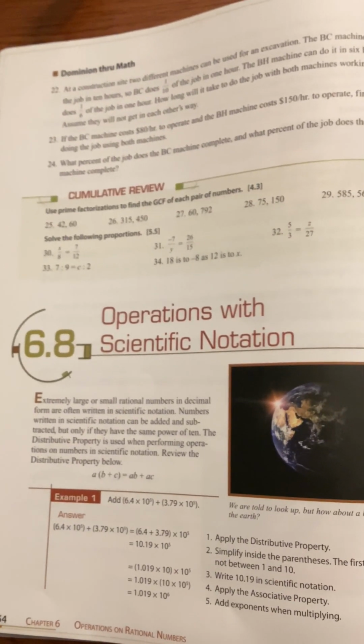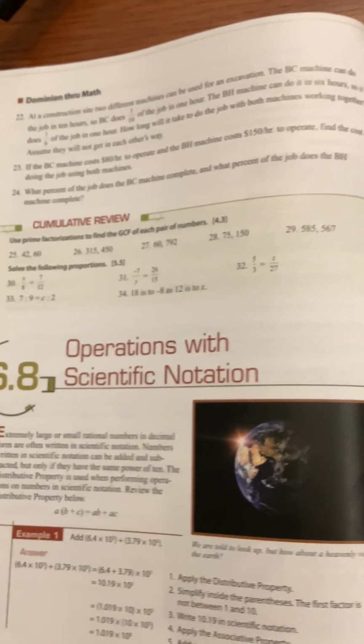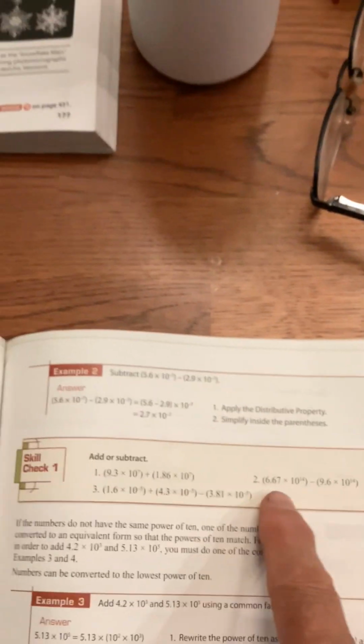Got your book. So I heard you're doing 6.8 today, operations with scientific notation. In the examples, I'm going to use easier numbers rather than the tough numbers given here. I'm just going to use easy numbers when we go to check for understanding.